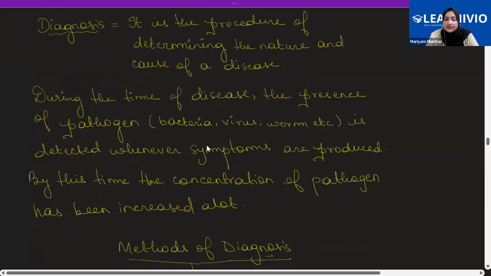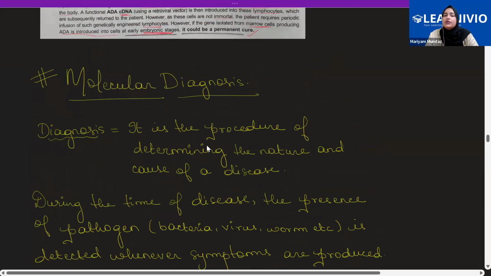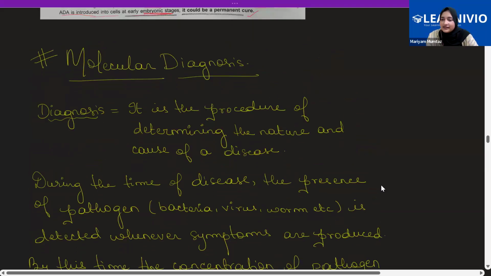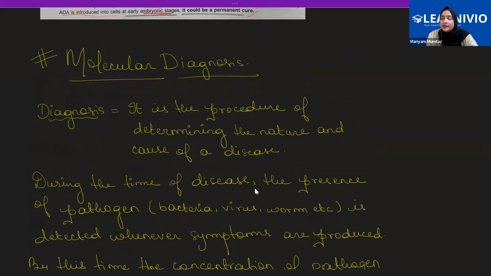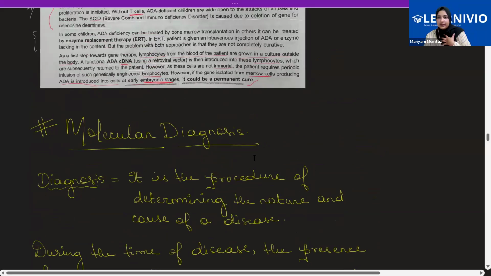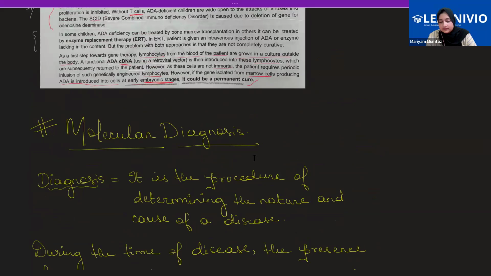So during the time of disease, when do we think that we have a disease? Can you tell me? What happens to you that makes you think that you have a disease? Certain kind of symptoms. Yeah, symptoms appear, right? You have fever, you have cough, and some way or the other, like you have body ache. Different diseases have different symptoms, right?